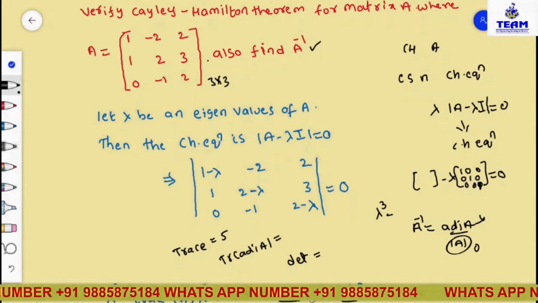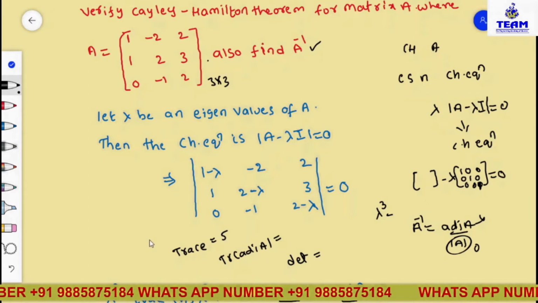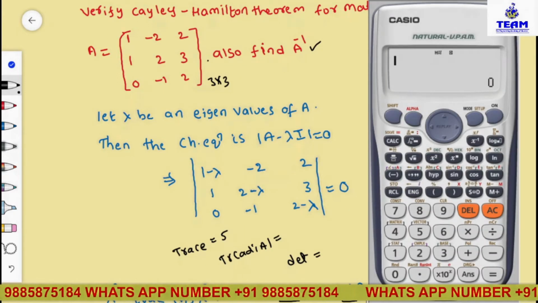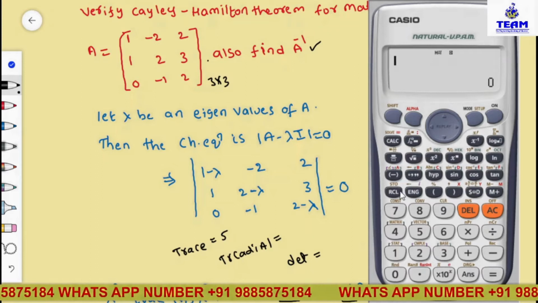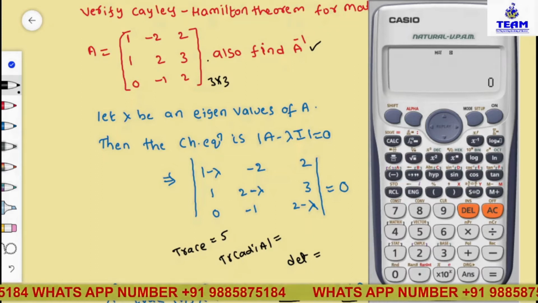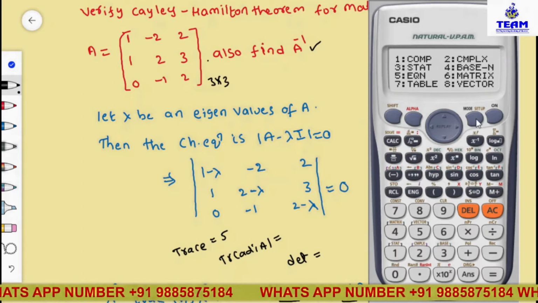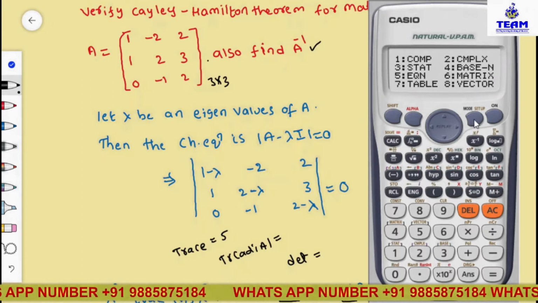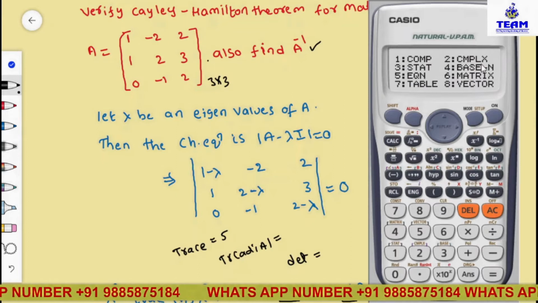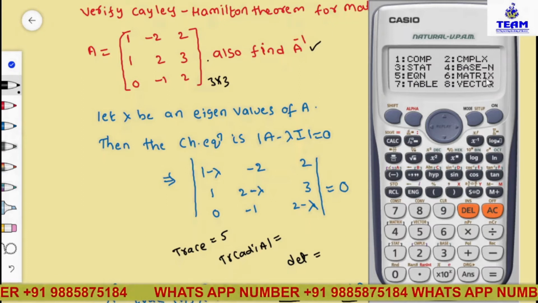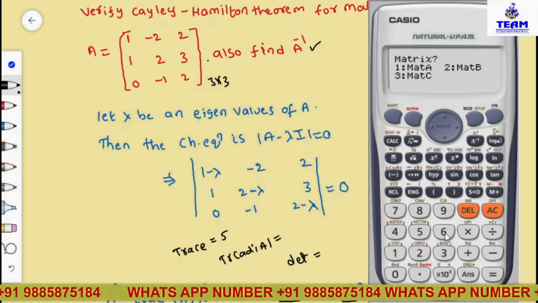First, we have to give the matrix values. First, we have to be in matrix mode. Press mode. In this calculator, they will give the modes: first one is computation, second complex, third statistics, fourth base, fifth equation, sixth matrix. So press the 6 button.